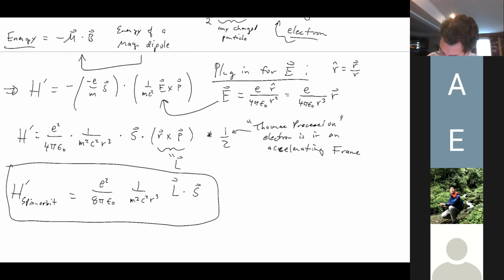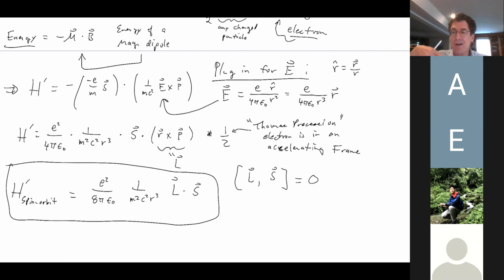And the reason I can move, I have to remember that L and S. Well, I'll ask you, do L and S commute? Yes or no? Orbital angular momentum and spin angular momentum, do they commute? Yes. Good, they do, because they're acting on totally different dimensions. One operator is acting on spin, the other is acting on space, so they totally commute. So that's why I can write it as S dot L or L dot S. I can just freely change the order because they commute.